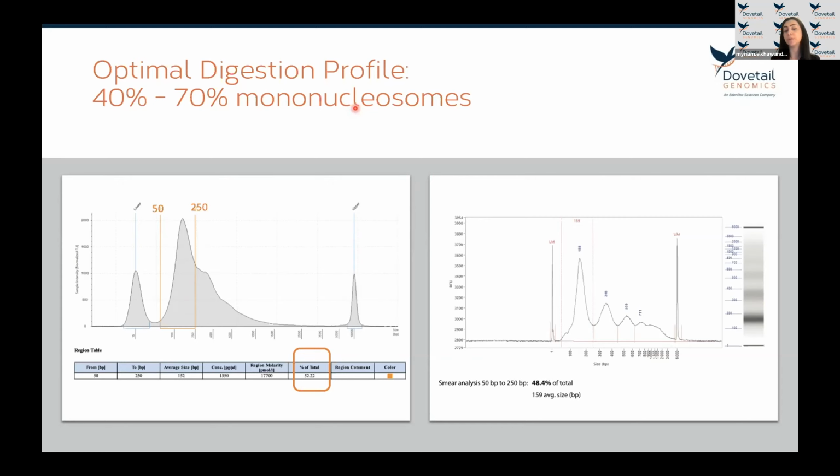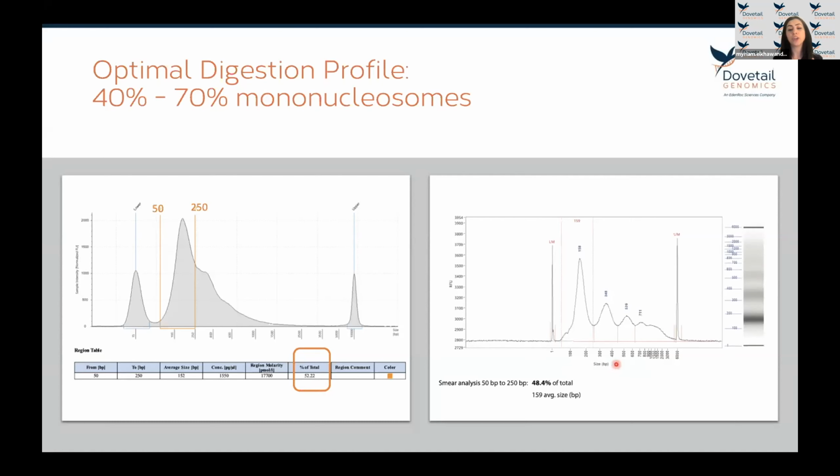So how do you determine the percentage of mononucleosomes in the digestion profile? You'll create a region that includes that first peak, which represents the mononucleosomes. On a TapeStation, usually this peak is between 50 and 250 base pair. When you create this region, a region table will automatically be generated under the electropherogram, and it will output the percentage of total, meaning how much of your DNA is within this region, 50 to 250 base pair. This is the percentage of mononucleosome. So in this case, the profile shows 52.22% mononucleosomes, and it passes QC.